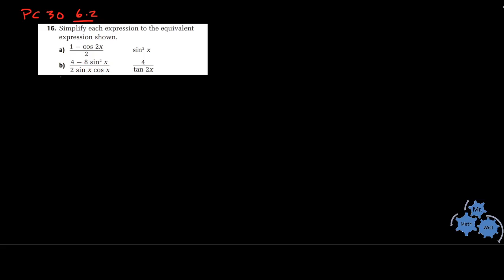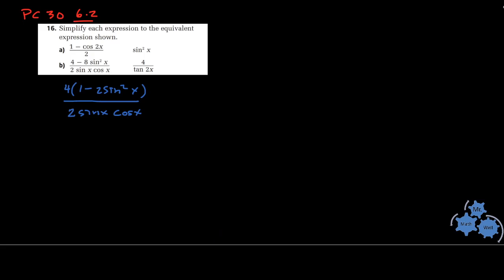So let's start to work on the left side here. What I see on the left side here is that I can factor this left side. I can take a 4 out, and that is 1 minus 2 sine squared x on the top there. And here is 2 sine x cos x.